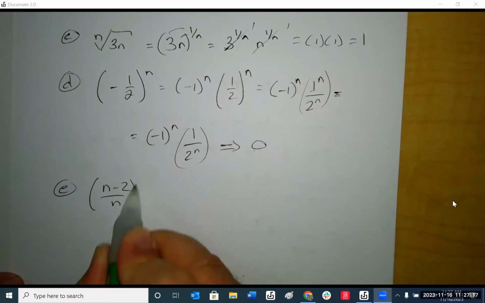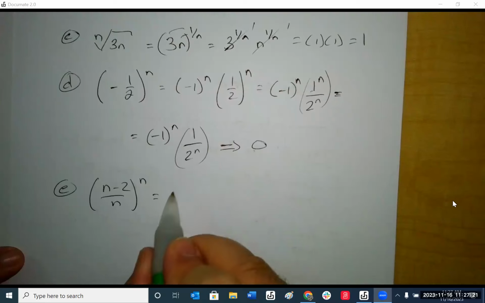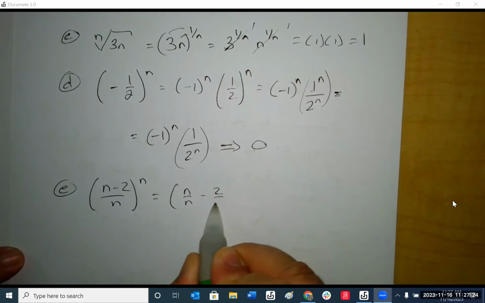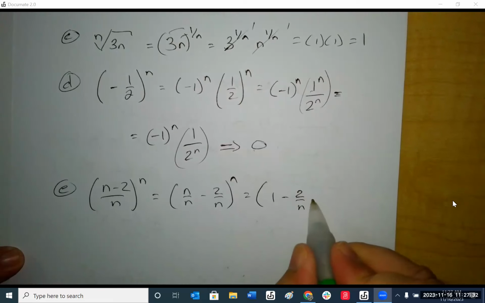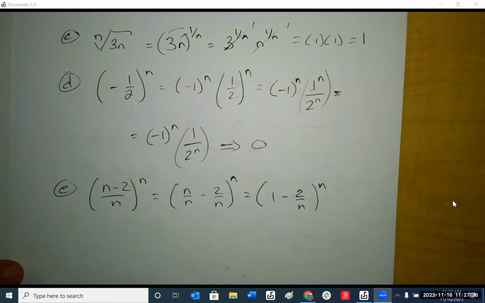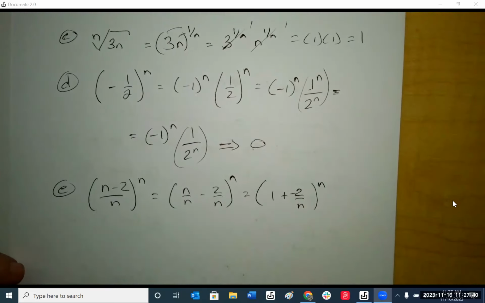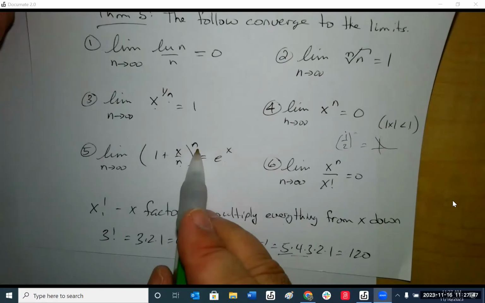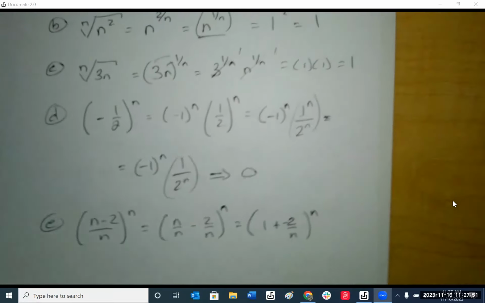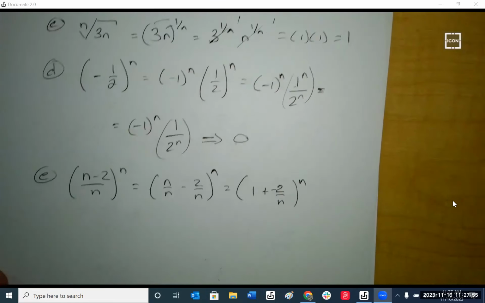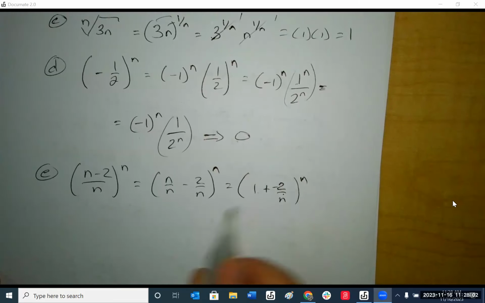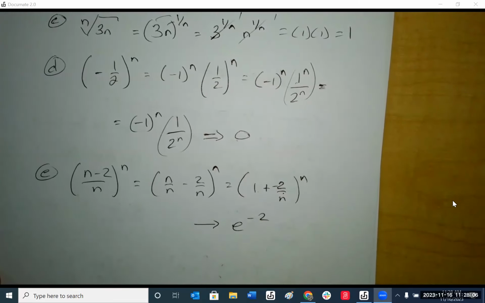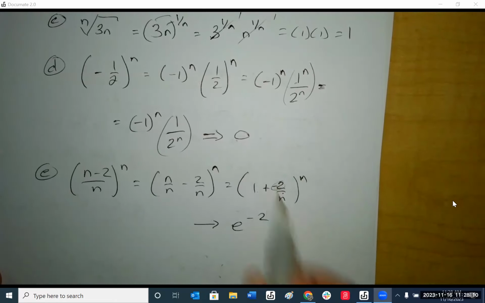n minus 2 over n to the power n, n over n, 2 over n. Whenever we have a monomial on the bottom, we have 1 minus 2 over n. We say, because of this property, 1 plus x over n to the power n is e to the power x. So this becomes 1 plus negative 2 over n to the power n. So this one leads to e to the power negative 2. Because this used to be a negative 1, positive 1.